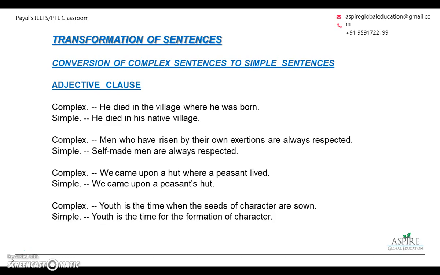Youth is the time when the seeds of character are sown. So seeds of character are sown means you're trying to form the character. So that is why we combine these group of words to write: Youth is the time for the formation of the character.